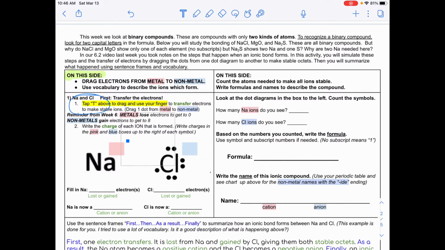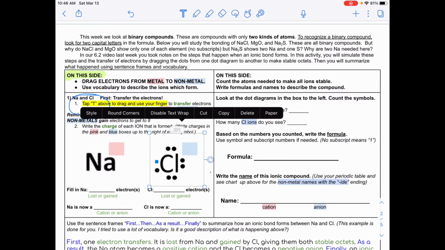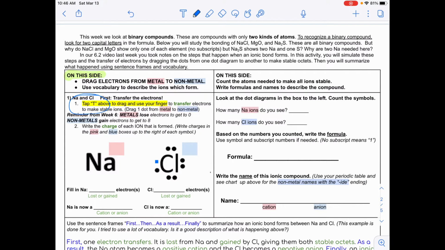Well, where's it going to go? Notice that Cl has 7 dots, 7 valence electrons, and it would either have to lose 7 or gain 1. Well, it would love to just gain 1. So I'm going to move that over there. And now the Na has a stable octet. The layer underneath is full, remember from last week, but we see 0 dots now. And the Cl has 8 because it filled its layer.